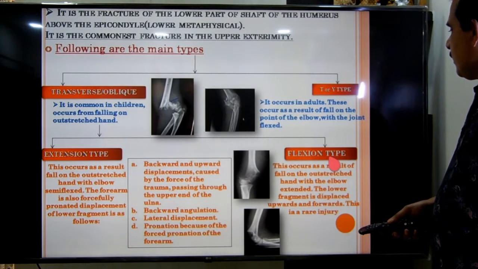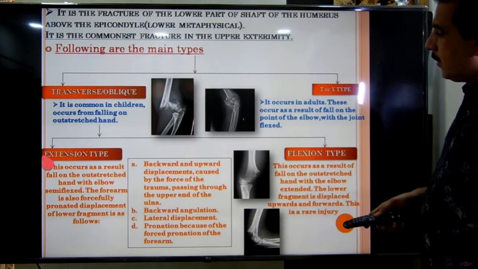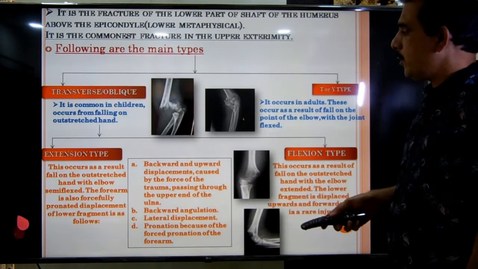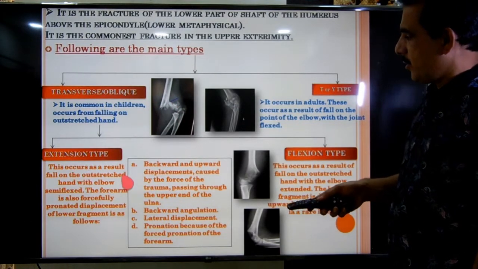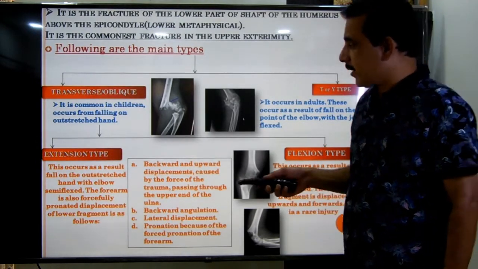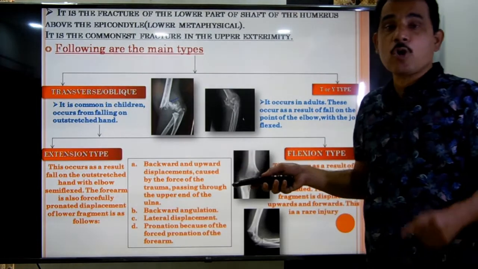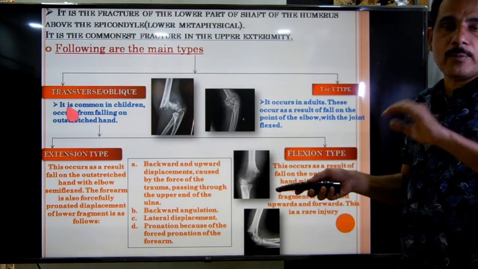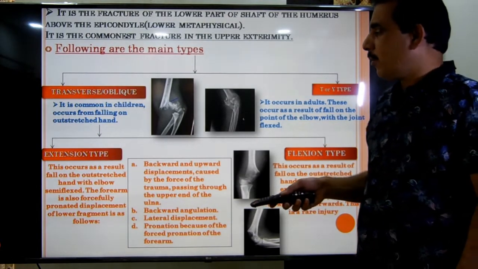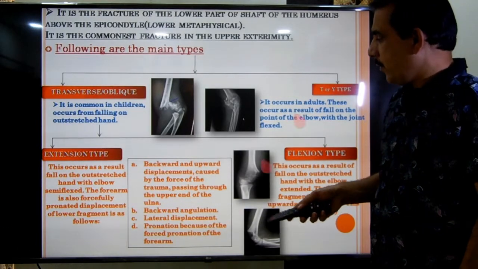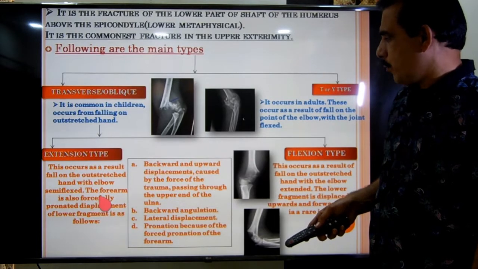And it is of two types, that is, the extension type and the flexion type. The extension type, among all the fractures of the supracondylar region of the humerus, is a transverse fracture and is the commonest one. It occurs from falling on the outstretched hand with a semi-flexed elbow.